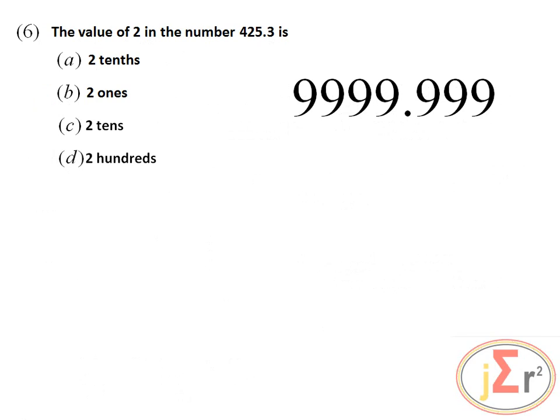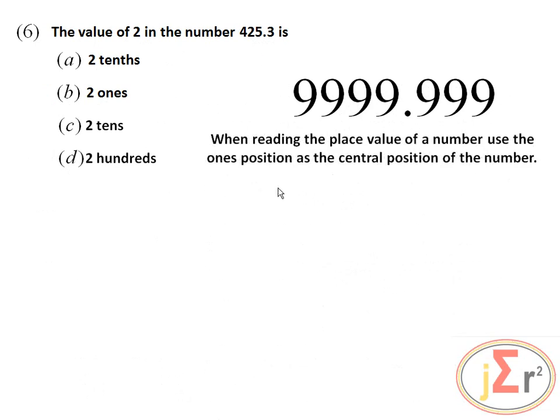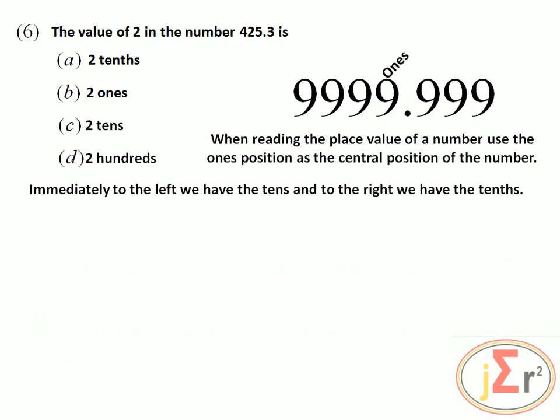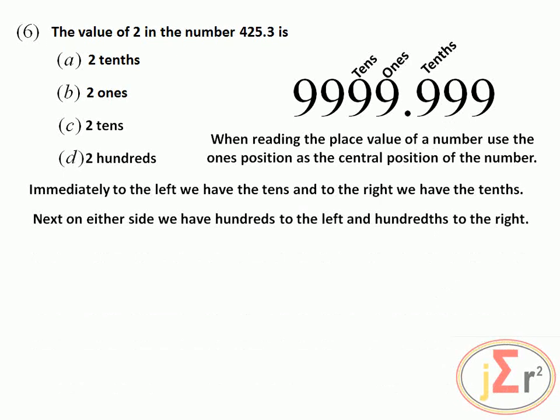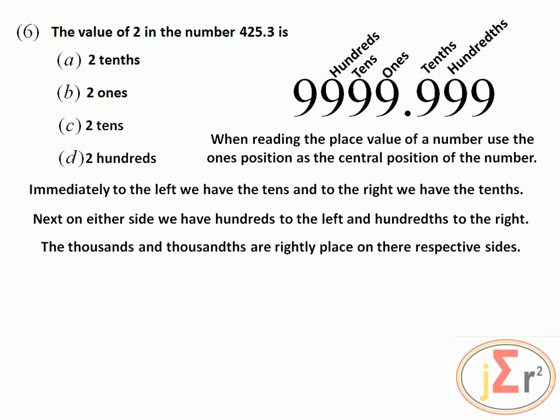We need to find the value of 2 in the number 125.3. We are making use of place values. When reading the place value of a number, use the ones position as the central position. Immediately to the left we have the tens, and to the right we have the tenths. Next, on either side we have hundreds to the left and hundredths to the right.